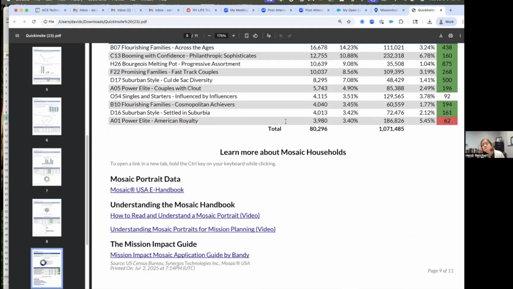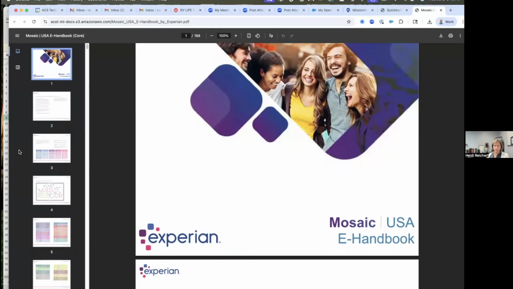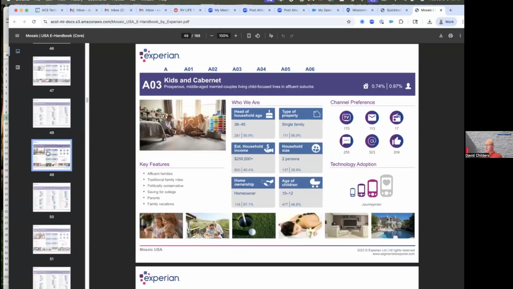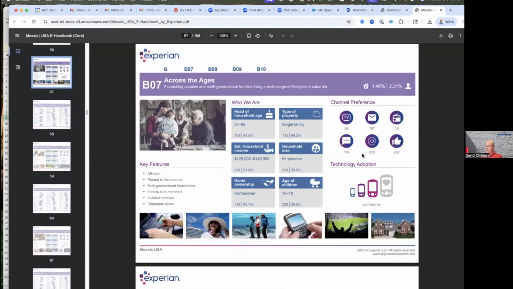So now then I can go down and I can open the Mosaic Handbook, and I'm holding my command key on my Mac, and it's going to open it in a different window. There it comes. Yep. And the first one I told you to choose was B07. So I'm going to scroll down, find B07. There it is. And so now then I can see the details about who are B07s, which are, by the way, the most numerous community in that particular shape that I did.